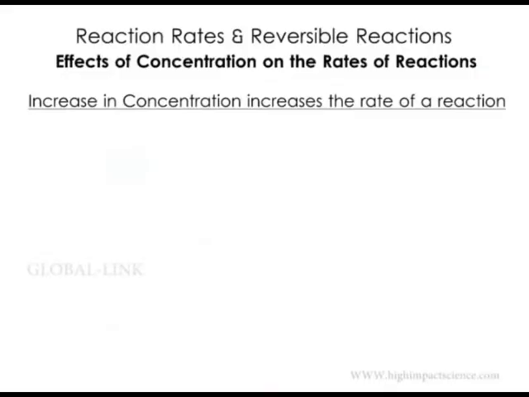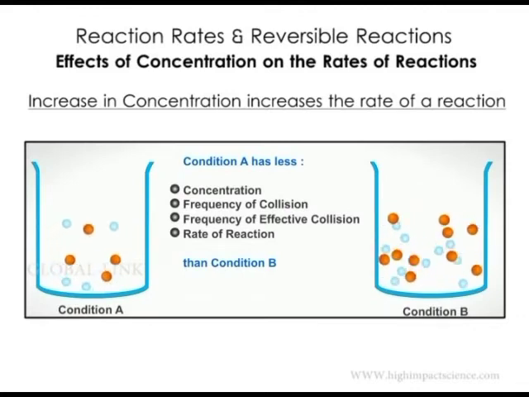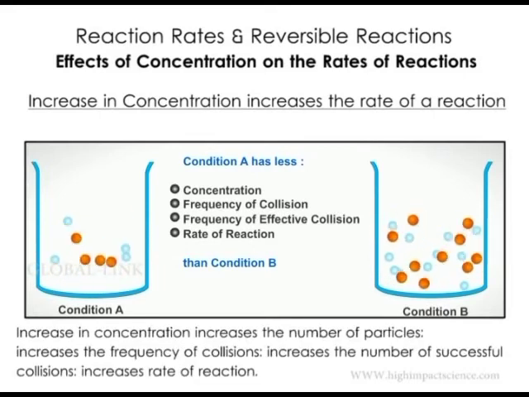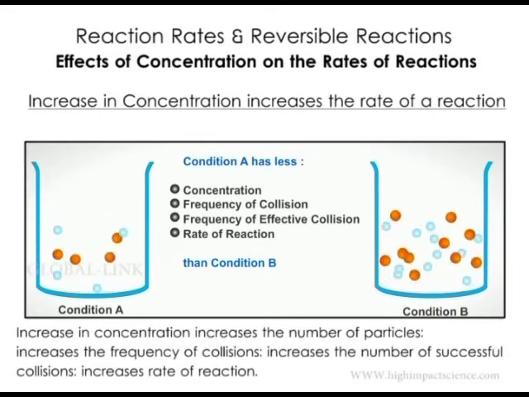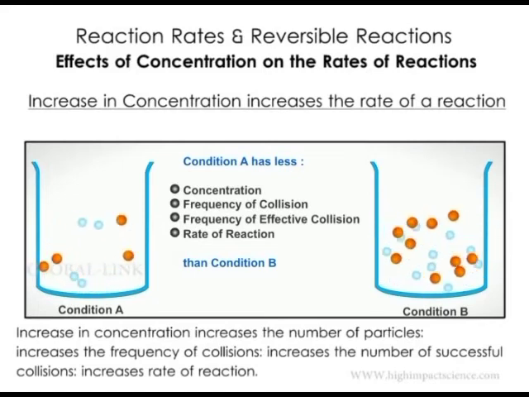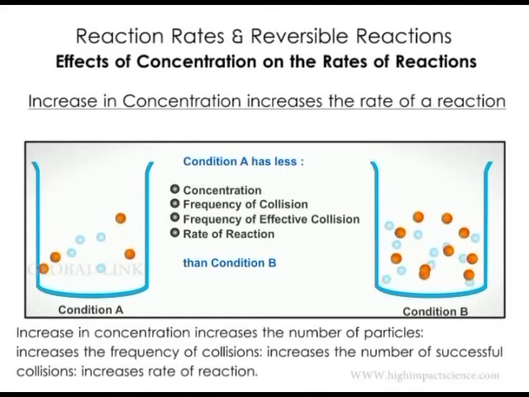What is the explanation for this? Again, recall that reactions occur when there are effective or successful collisions. A higher concentration of reactants means more particles per unit volume. The frequency of collisions therefore increases. This will also increase the frequency of successful collisions, and therefore the rate of a reaction is increased.